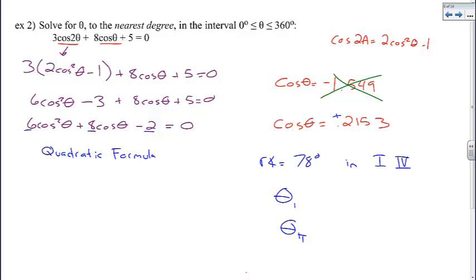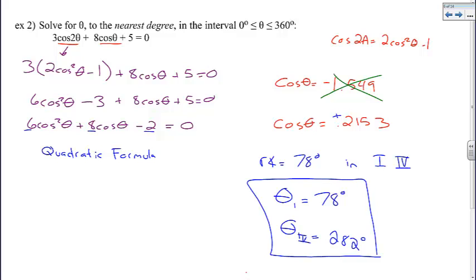I take the inverse cosine of both sides and get a reference angle of 78 degrees in quadrant 1 and 4 where cosine is positive. This tells me that my angles, which I can plug in for my original equation, will be theta in 1 equal to 78 degrees and theta in 4 equal to 282 degrees.